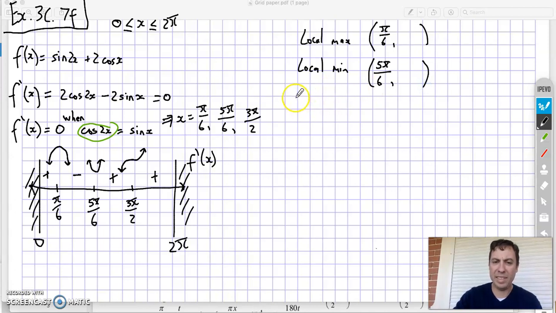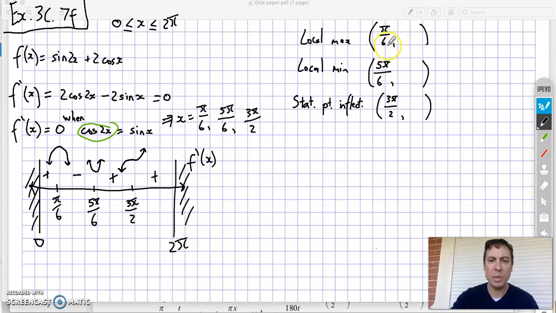And we've got a stationary point of inflection. If I just write stat. pt. inflect, stationary point of inflection at 3 pi on 2. Okay. What about the corresponding y values?